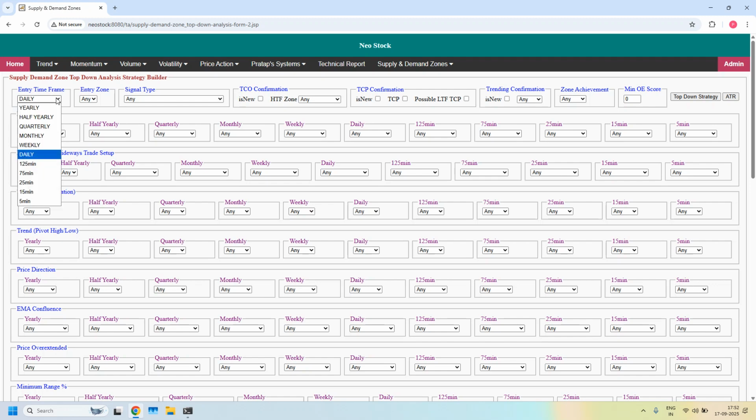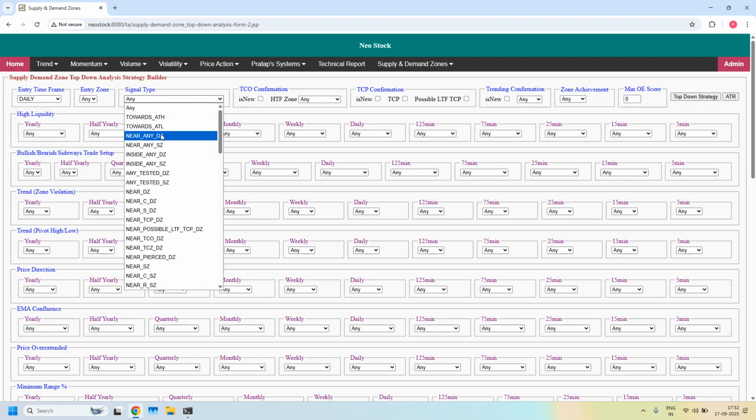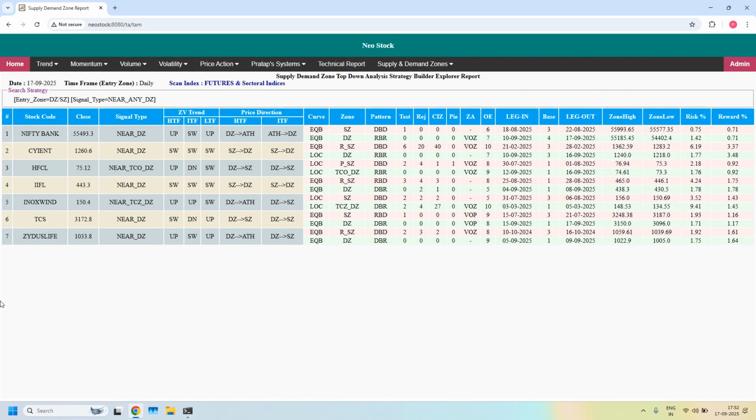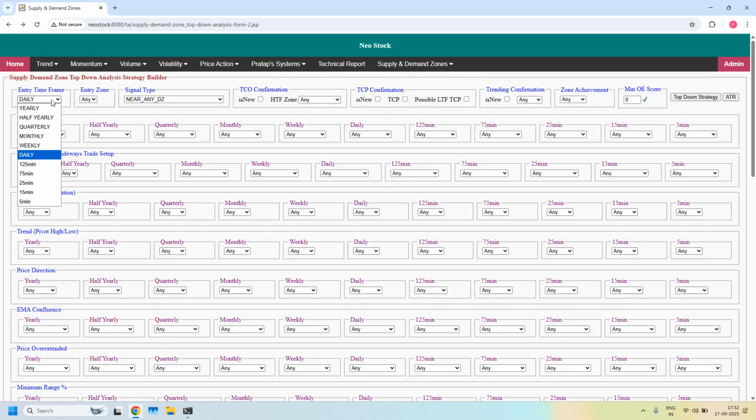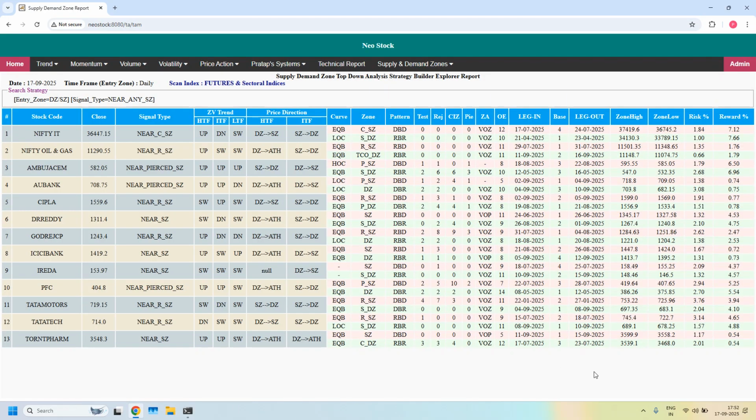Okay, first daily time frame. Stocks near to the daily demand zone. We got 7 stocks. Let us identify high liquidity zones from this daily report. We don't have any high priority daily high liquidity demand zones from this list. Next, for daily time frame, stocks near to the daily supply zone. We got 13 stocks. Let us identify high liquidity daily supply zones.